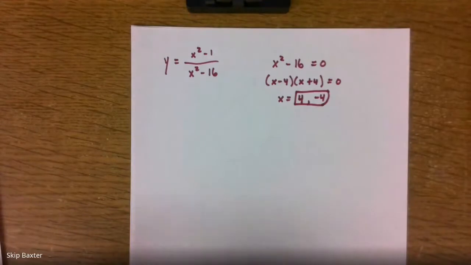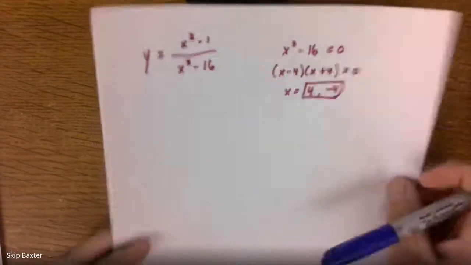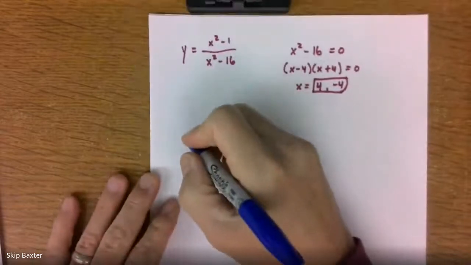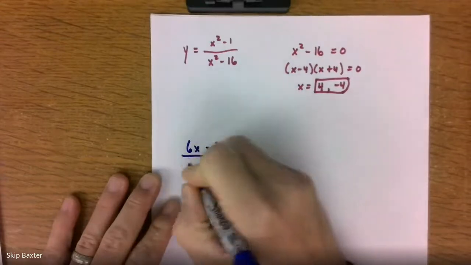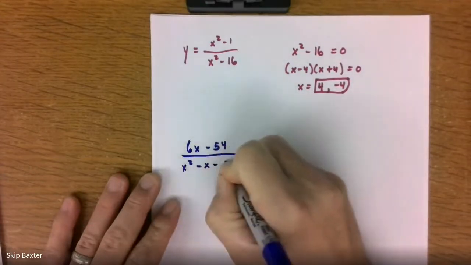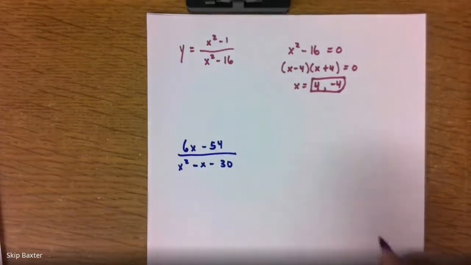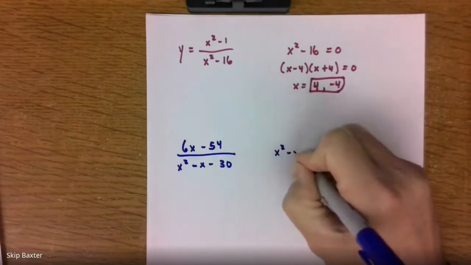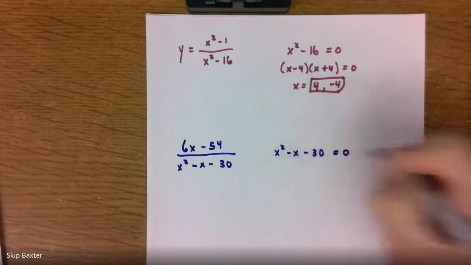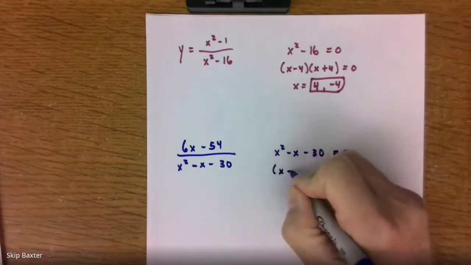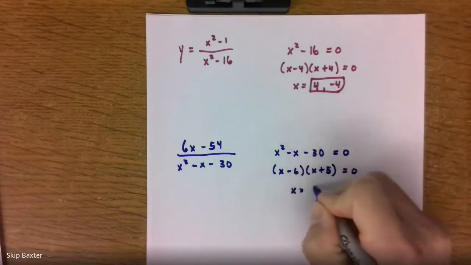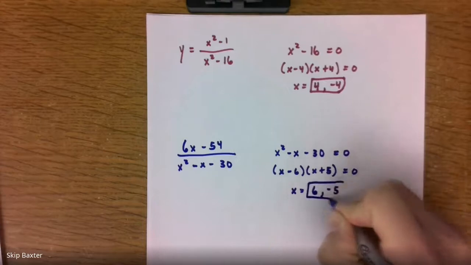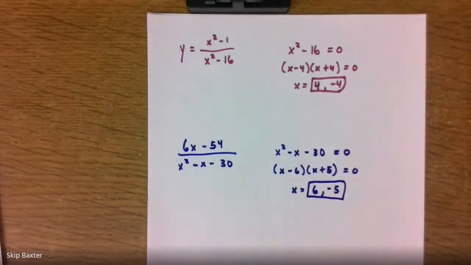Okay. It's possible the factoring might be a little bit different. What if I have something like the fraction 6x minus 54 over x squared minus x minus 30. Same deal. I would just say x squared minus x minus 30 equals 0. This factors as x minus 6 times x plus 5. So x equals 6 or negative 5. Those are the two values of x that make that fraction undefined. This is pretty easy, isn't it?